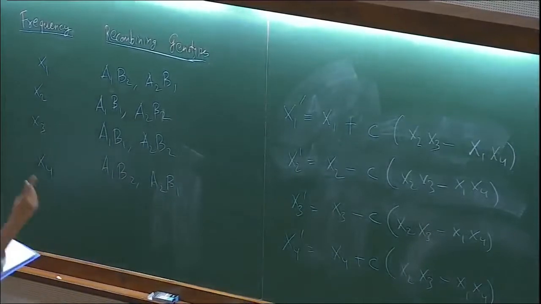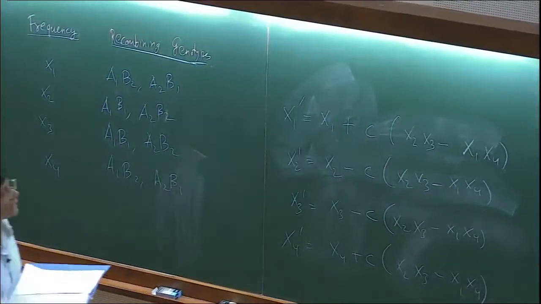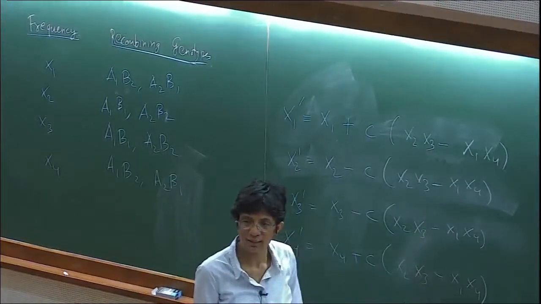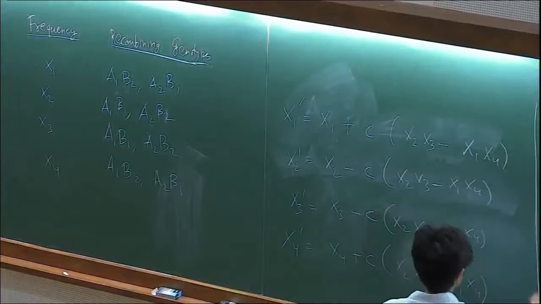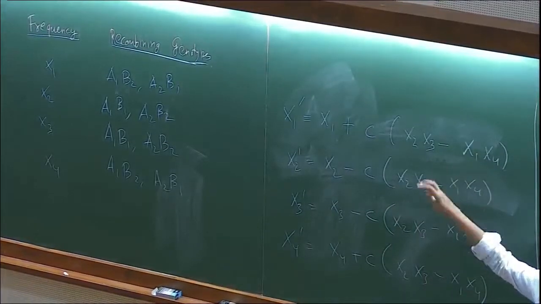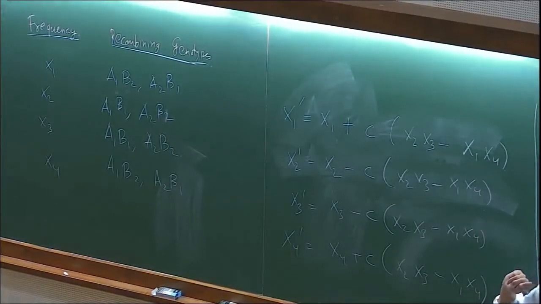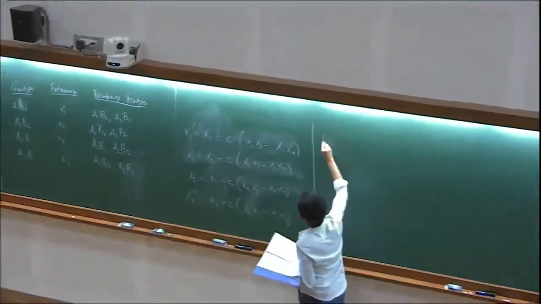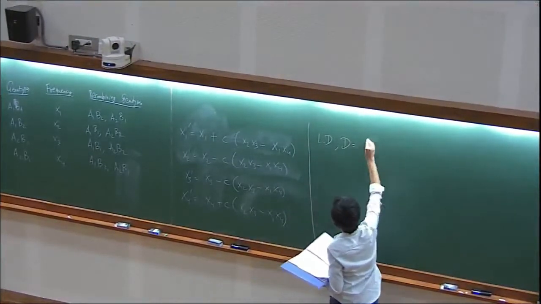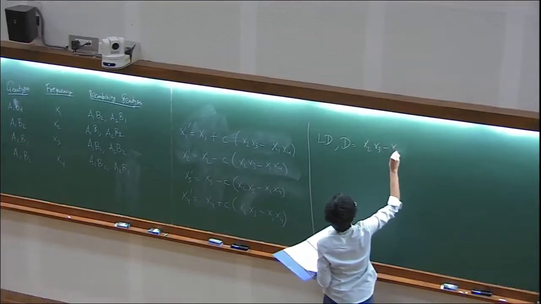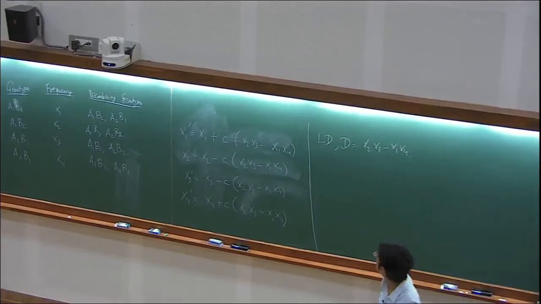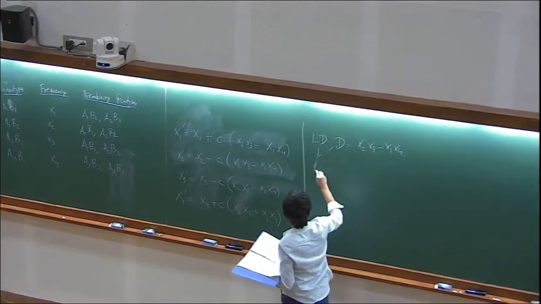Okay, so you see a pattern, there is some quantity, x2 x3 minus x1 x4, in all of them, right? I could have just written a symbol for that, but let me do that now. So this object, x2 x3 minus x1 x4, has a special name. It's called linkage disequilibrium. So I'll frequently write it as LD, and denote it by D.